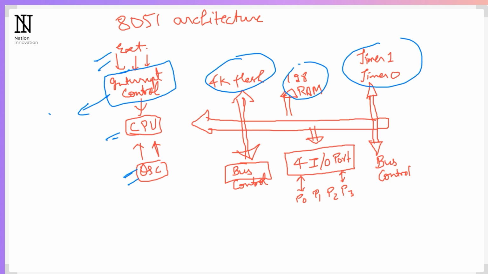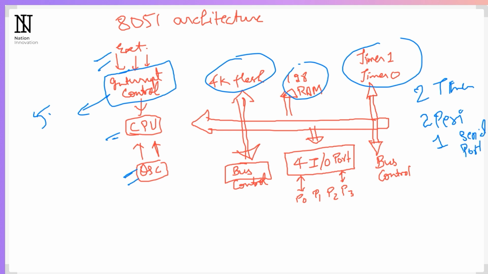There are 5 interrupt sources in the 8051 microcontroller. 2 out of 5 are the peripheral interrupts, 2 are timer interrupts, and 1 is the serial port interrupt. So basically 2 timer interrupts, 2 peripheral interrupts, and 1 is the serial port interrupt.